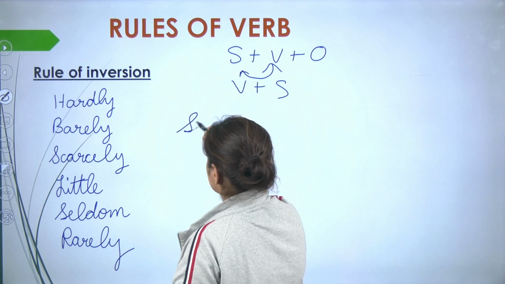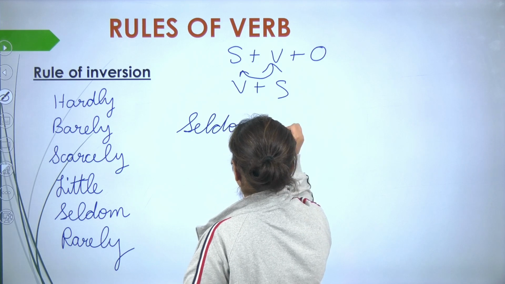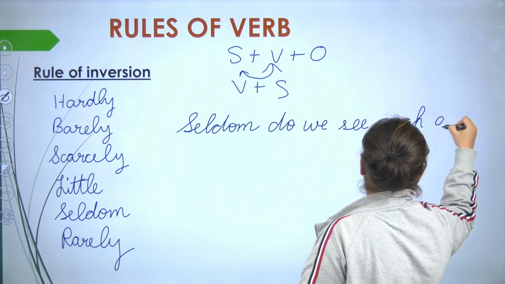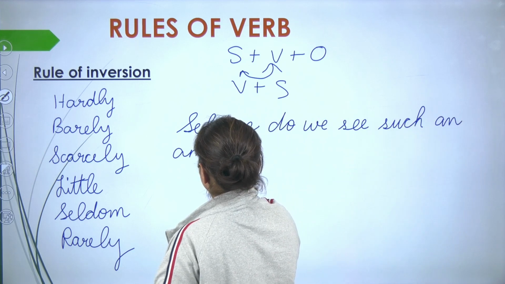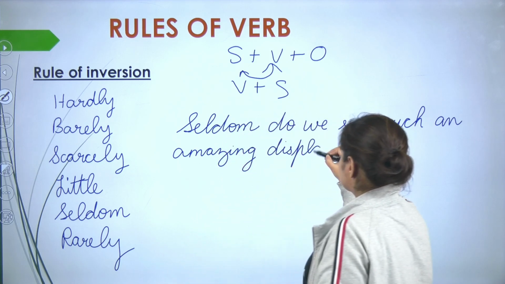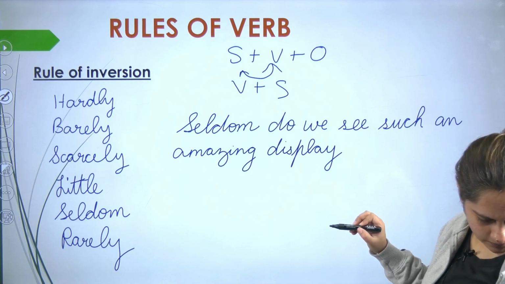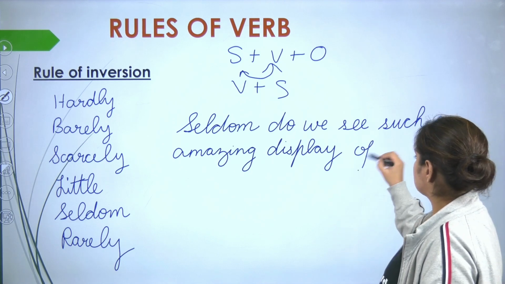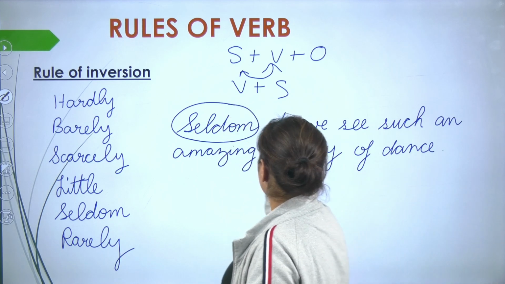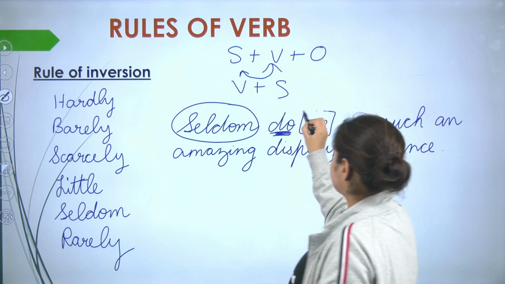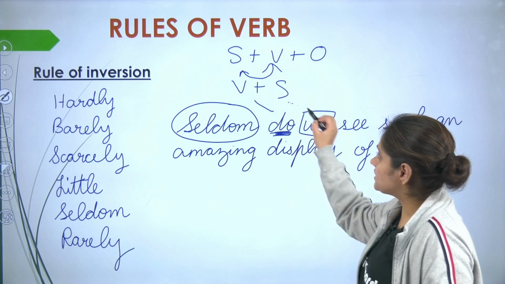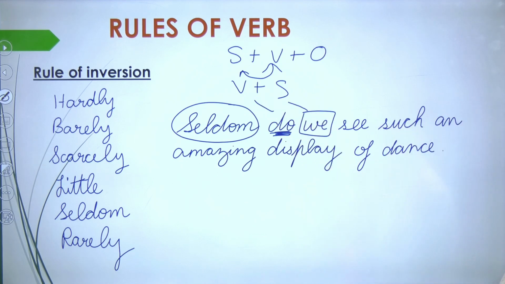Seldom do we see such an amazing display of dance. Okay, so now you see here, we are starting with seldom, so the helping verb will come first, then the subject is written, right? Verb first, then subject. Helping verb first, then subject. The rule of inversion is being followed.